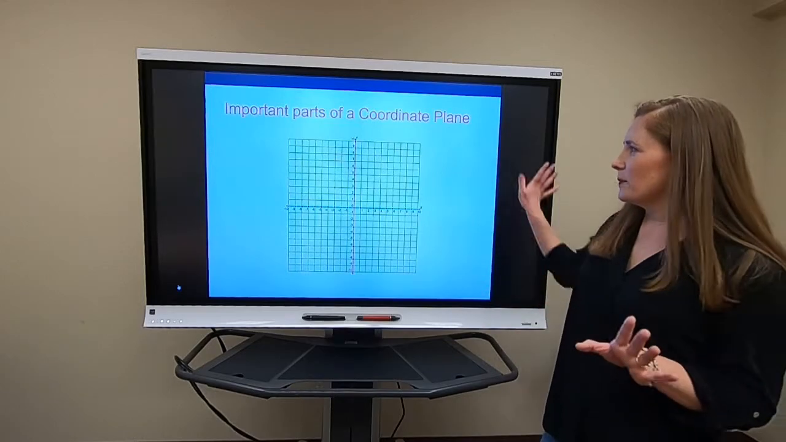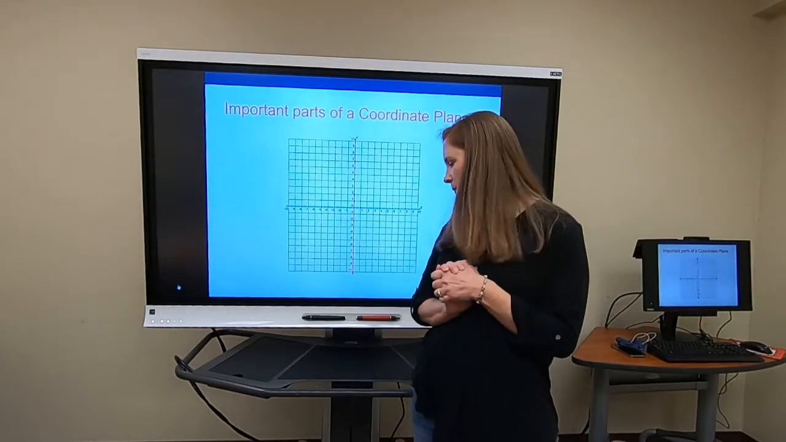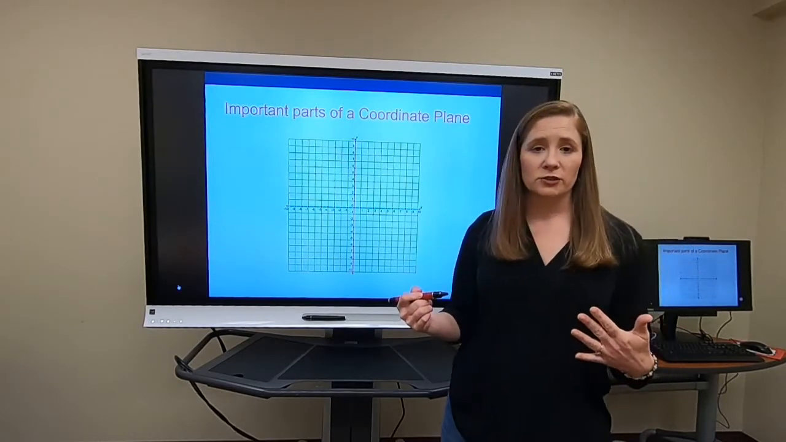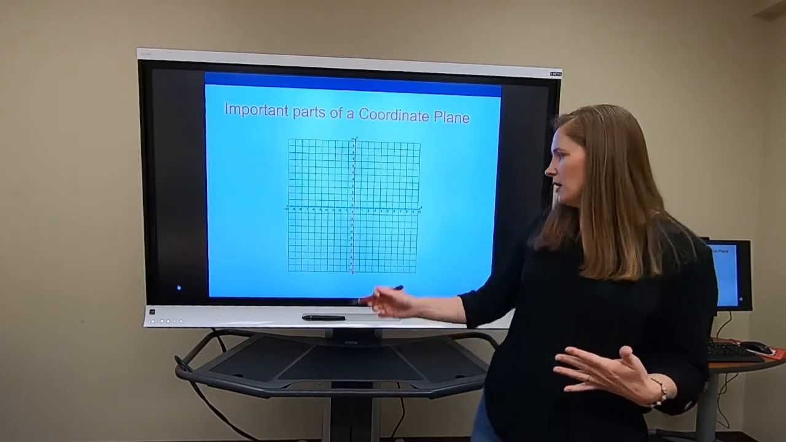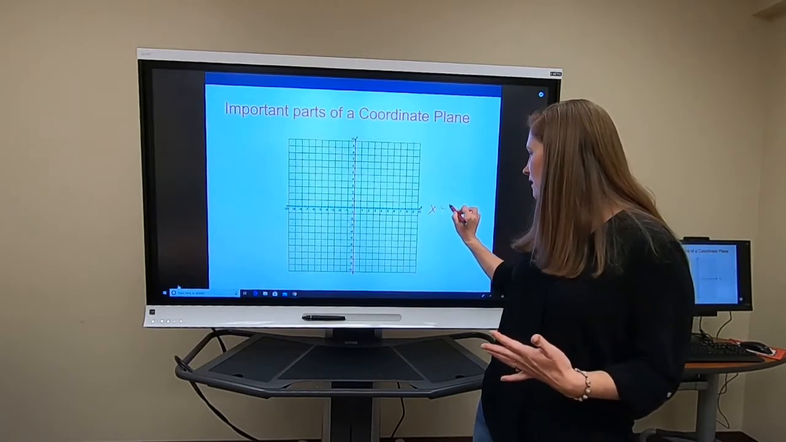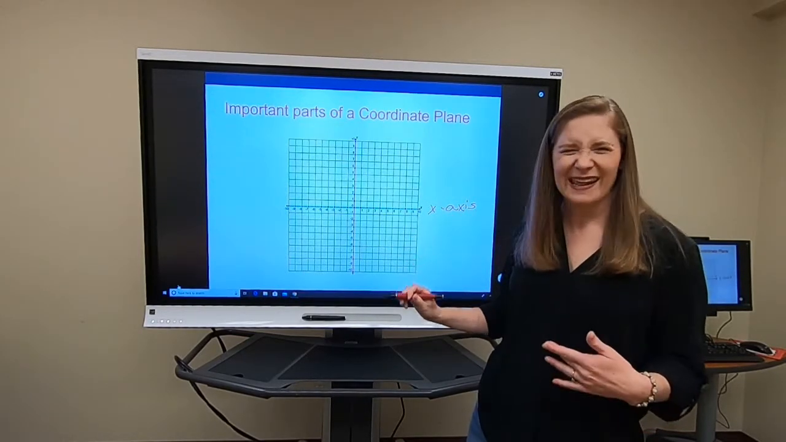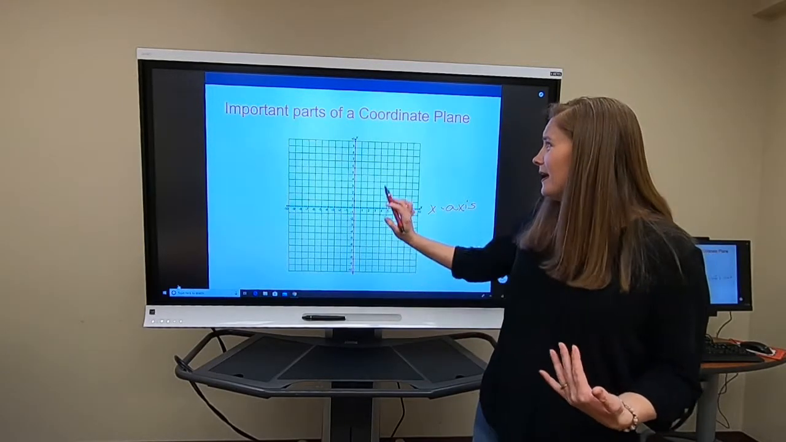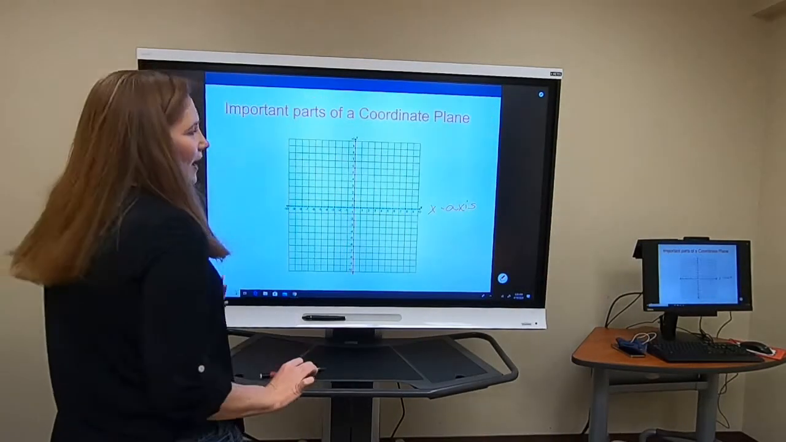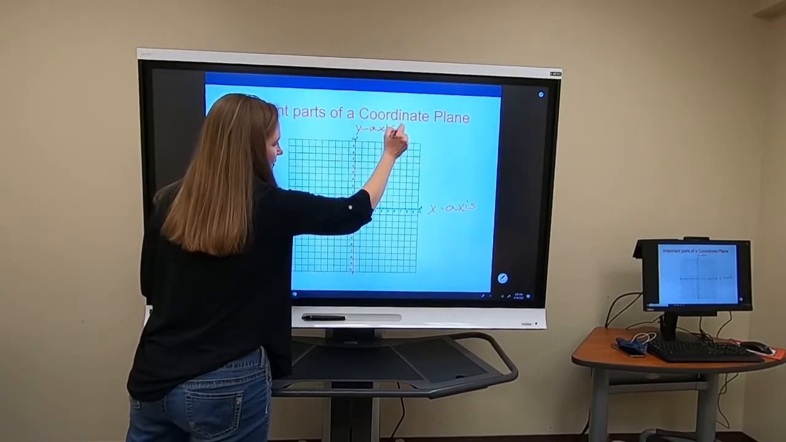But now we're going to talk about the important parts of a coordinate plane because it's really important that you understand some essential parts before we move on. The first couple of things we've already talked about, but we're going to emphasize again. Notice there's an X here. Why? Because it's the X axis. And I'm going to try to write neat. I struggle with that. I don't know if you do, but I really do. And then I look at this line, this red one, and notice it has a Y at the top. That is the Y axis.